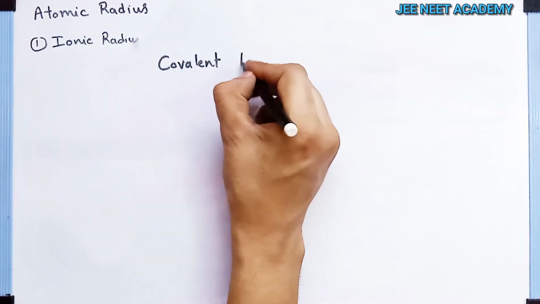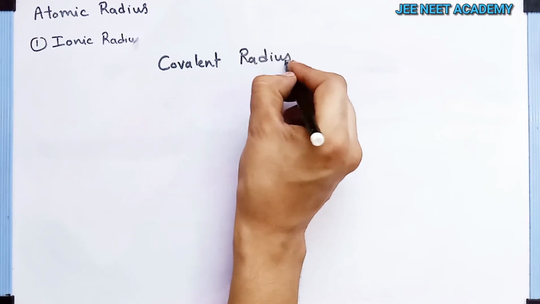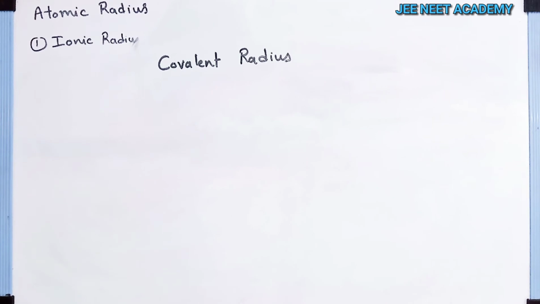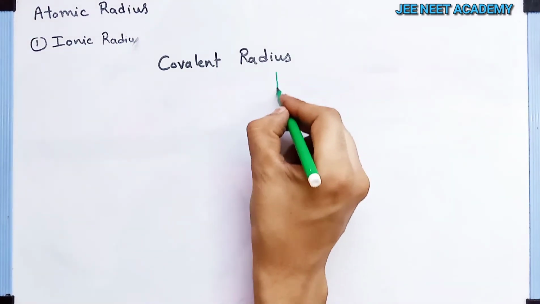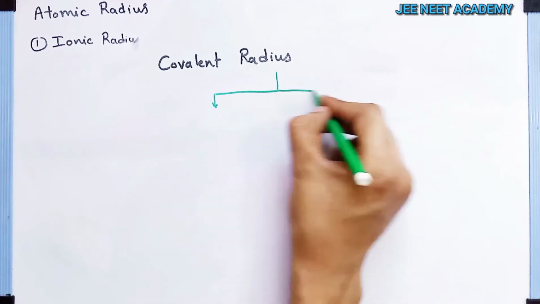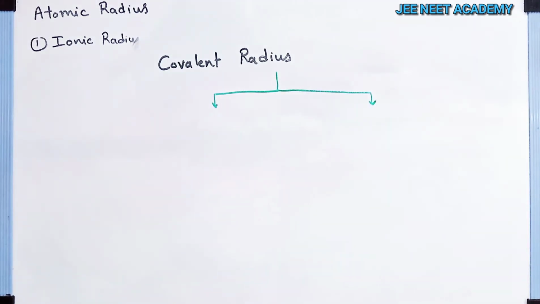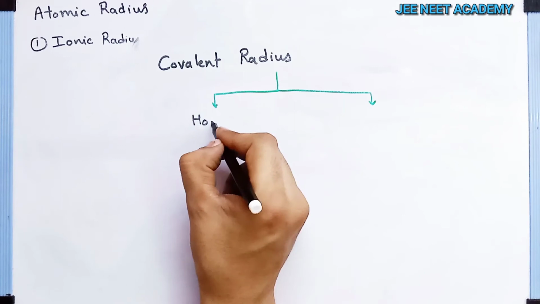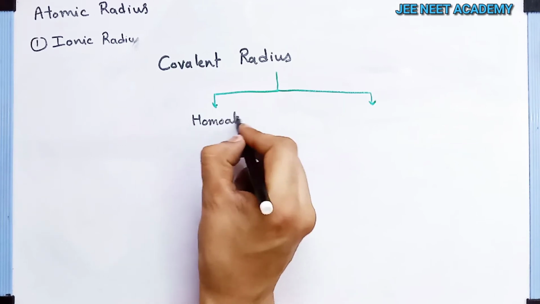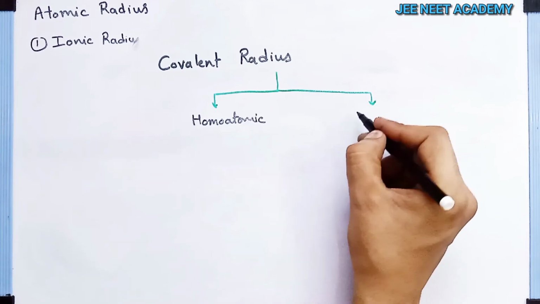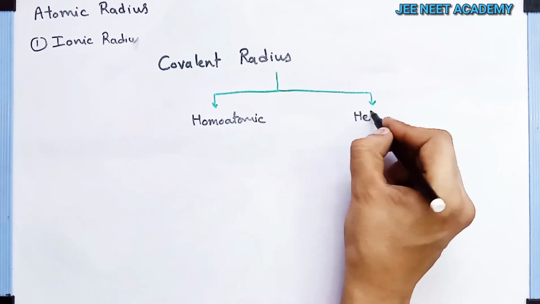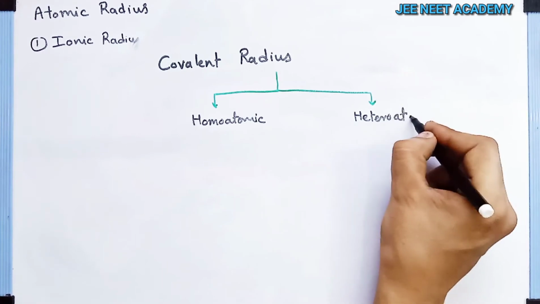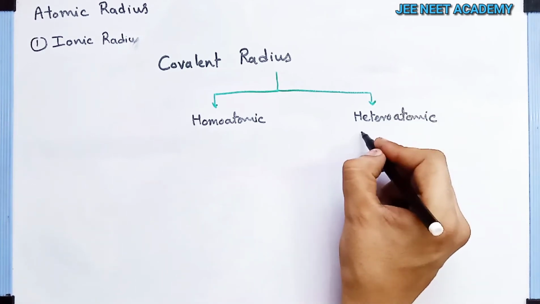Covalent radius. In the covalent radius, we will first discuss what the covalent bond is, then we will see the covalent radius. We will have two cases. First one, homoatomic atoms. The second case, heteroatomic atoms.